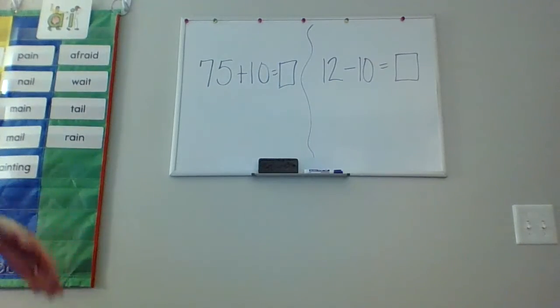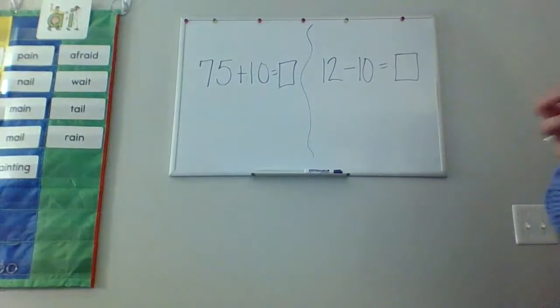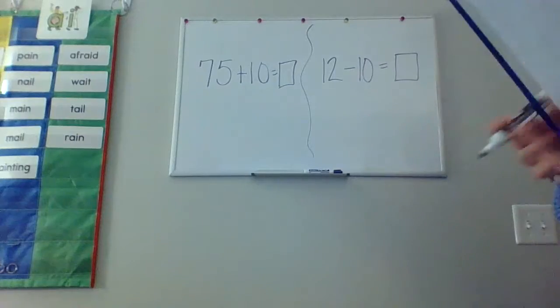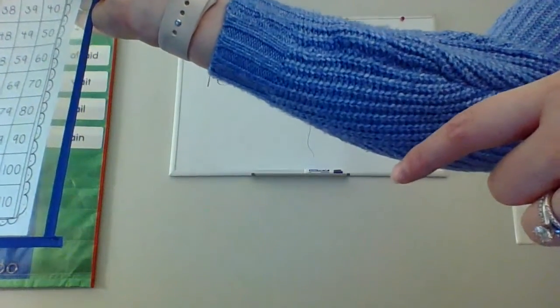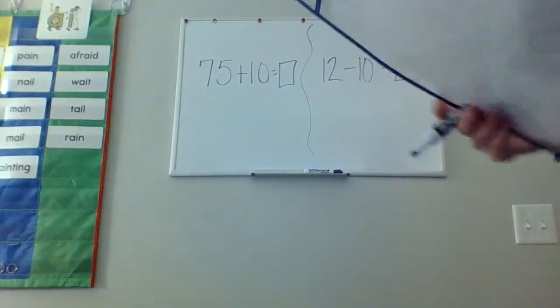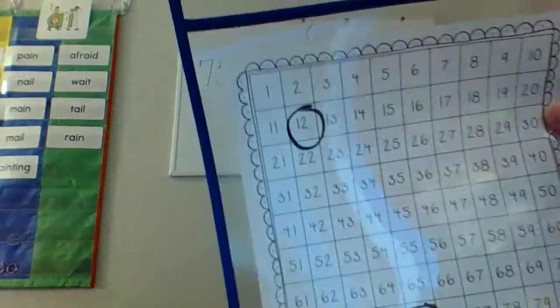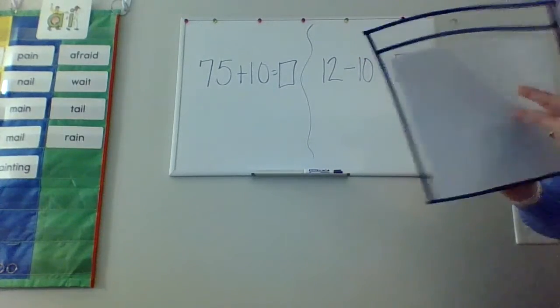If you need to, find them on your hundreds chart. Find 75. Look down one box. What is down one box from 75? Then look at 12. You're taking away, so you're going to go up the chart. What is one box above 12? Okay. Ways to double check your work.